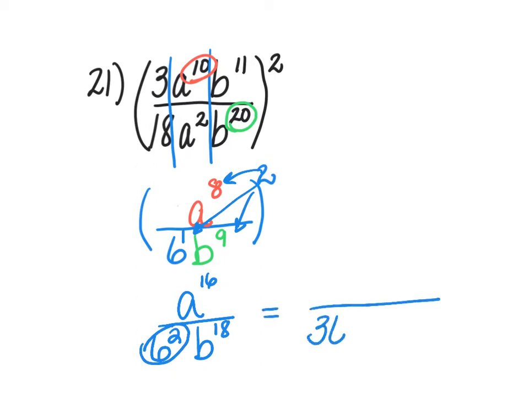So in the numerator I have 8a to the 16th over 36b to the 18th. Now again, on these particular examples, the first and the second one, you could get rid of the outside power first and then make it smaller by using the quotient rule. But it's really a lot easier to make something little first and then big.